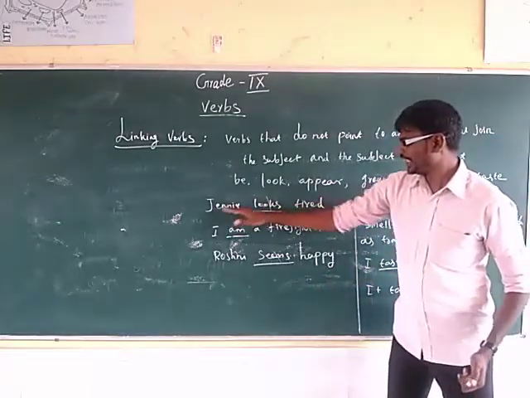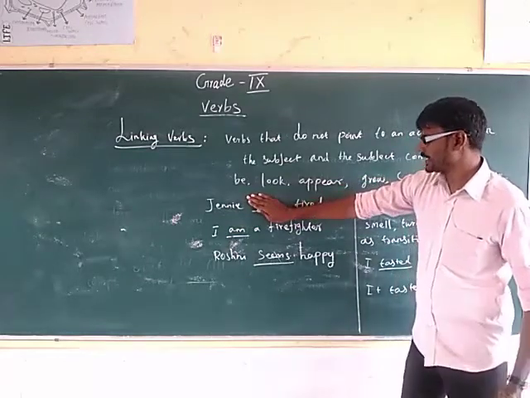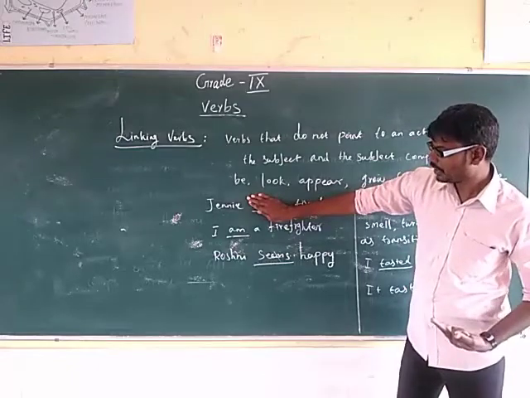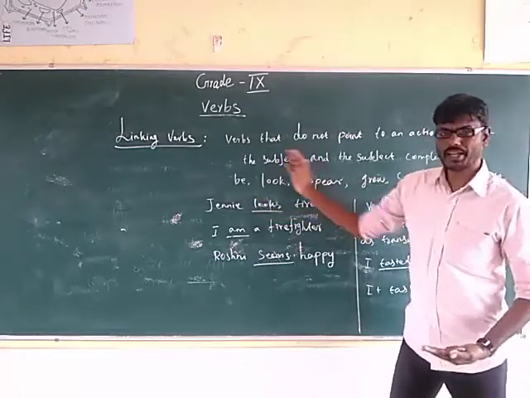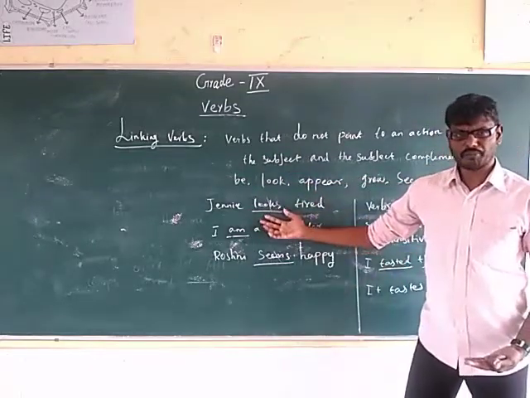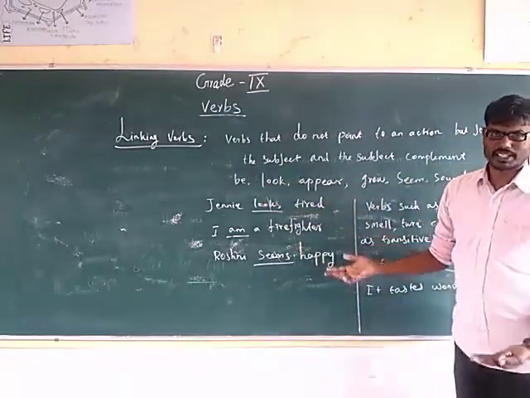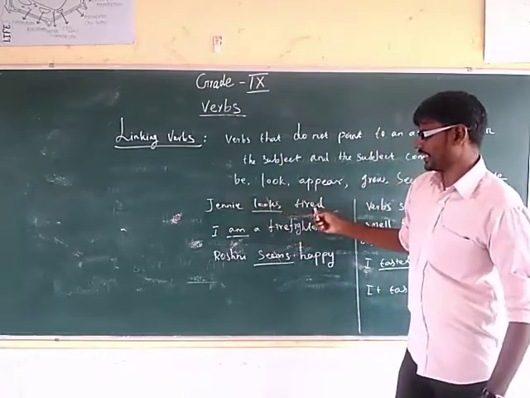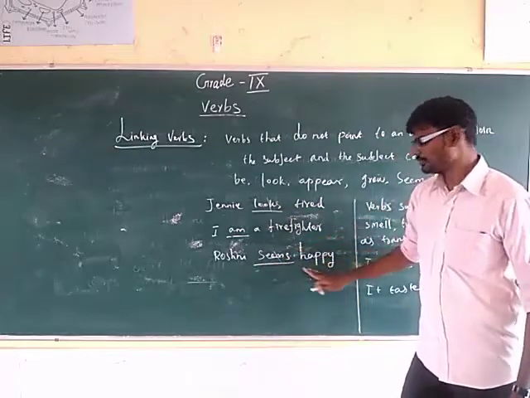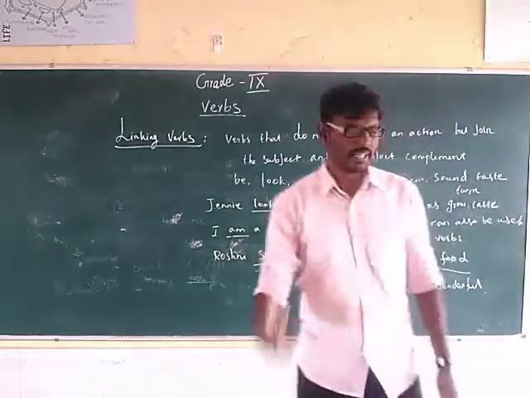Here, Jenny looks tired. Instead of looks, use any be verb: Jenny is tired. Jenny was tired. When you replace the main verb with any be verb and it still gives meaning, that verb is called a linking verb. So looks is a linking verb. Rosni seems happy; Rosni is happy. So these are called linking verbs.